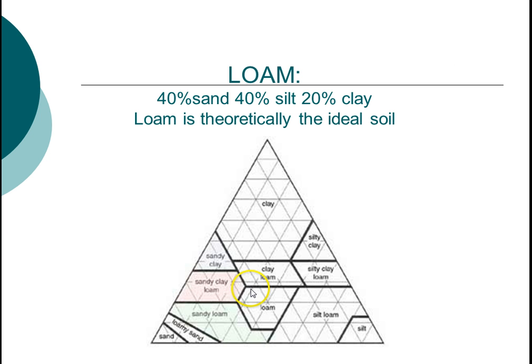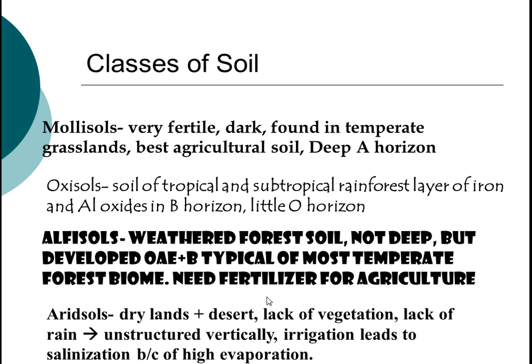And so again, your loam is going to be down here at about 40, 40, 20. Now, we've got different classes of soil, not something that we went into, not something that our book talks about at all, but if you want to take a look through this list real quickly, mollisols are fertile, dark, temperate grasslands, best agricultural soil, deep A horizon.